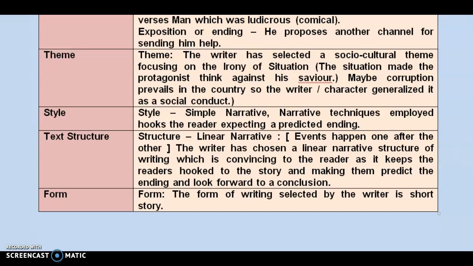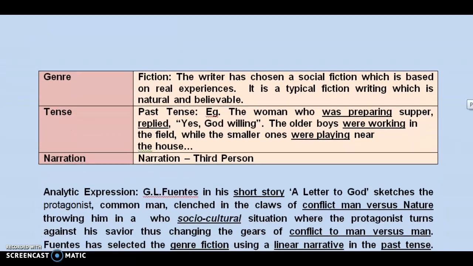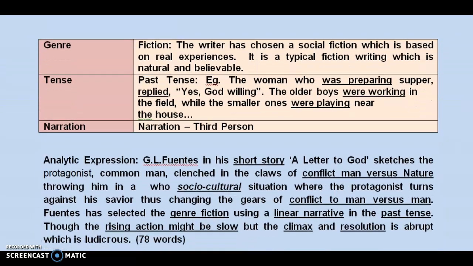The form of writing selected by the writer is a short story. The genre is fiction. The writer has chosen a social fiction, which is based on real experiences. It is a typical fiction writing which is natural and believable. When it is relating to a real life experience, it is believable.